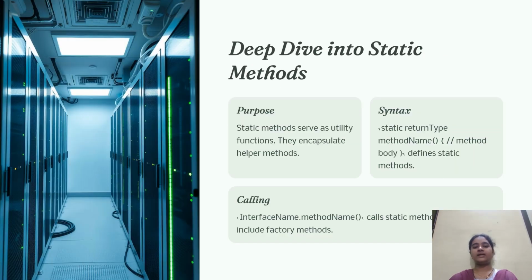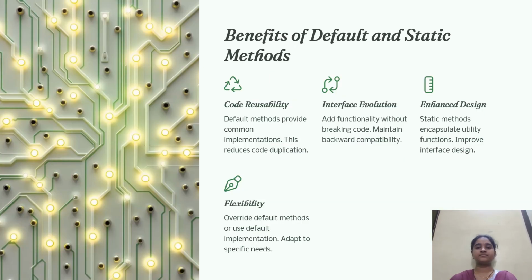Deep dive into static methods. The purpose of a static method is to serve as a utility function. They can encapsulate helper methods, and the syntax is the static keyword, return type, method name, and method body, which defines the static method. Calling: use the interface name followed by the method name. Calls to static methods include factory methods.